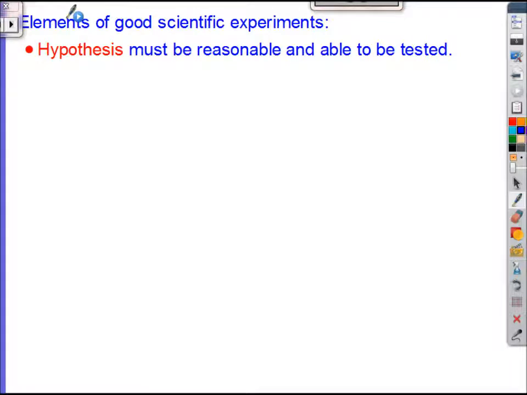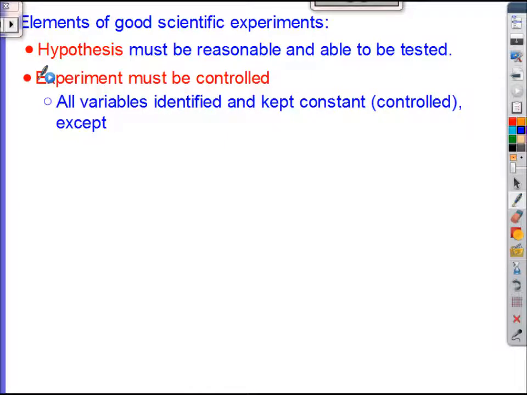So good scientific experiments have a hypothesis, which must be reasonable and able to be tested. A hypothesis is sometimes called an educated guess. It needs to be a little more than a guess because we have to have some background knowledge in order to create a hypothesis. With the experiment, it must be controlled. The experiment must be set up to actually test your hypothesis that you make.